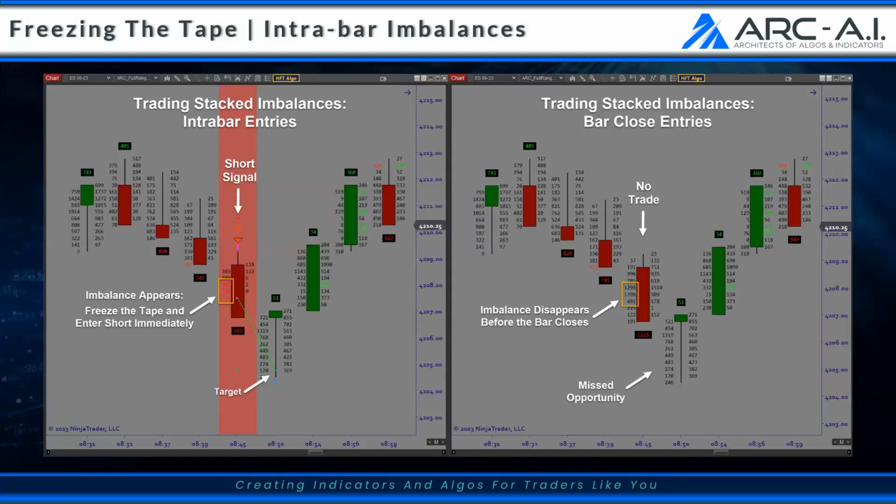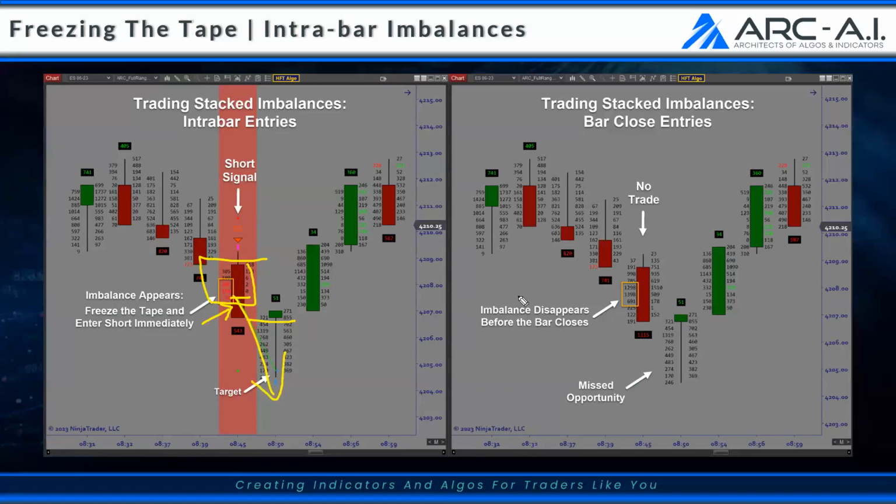Here's another example where we can see there's our data, but down here we don't have any data because we froze the tape on this bar, we froze the orders. And so the signal is actually here. So rather than waiting for bar close, you're leaving money on the table, and we're already taking profit.